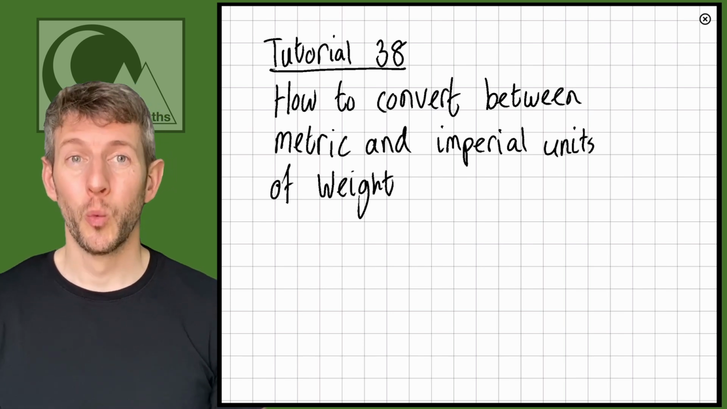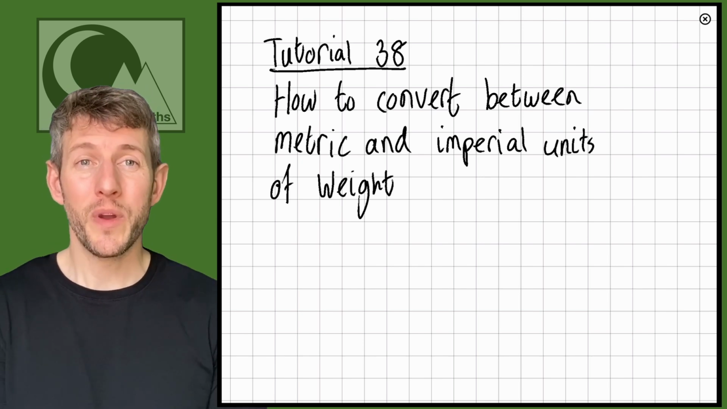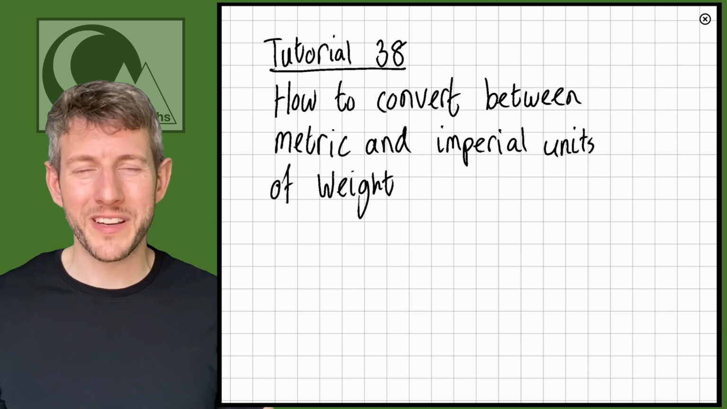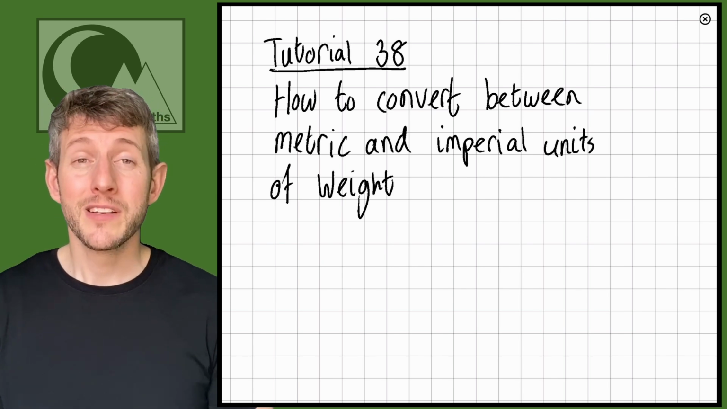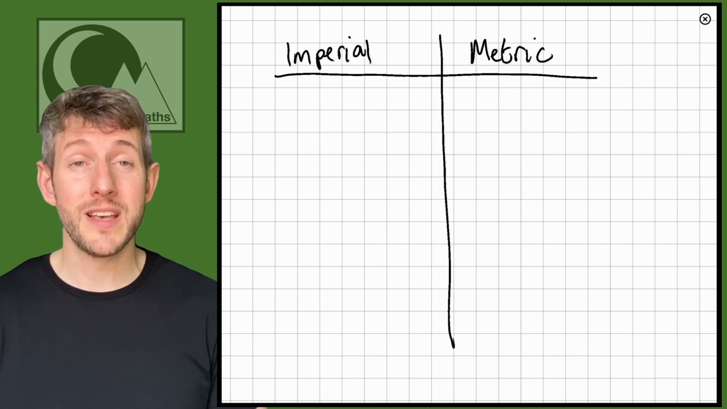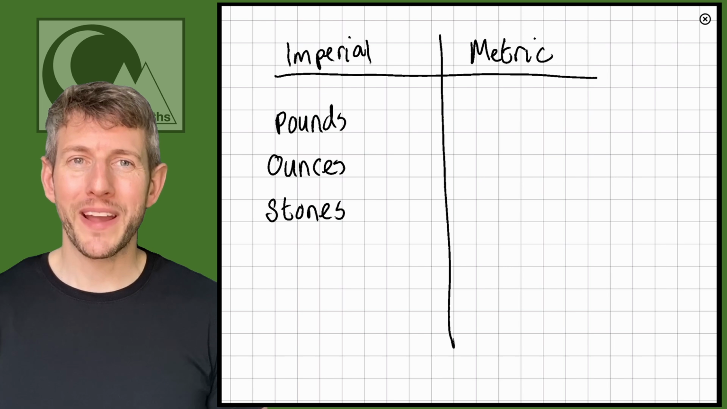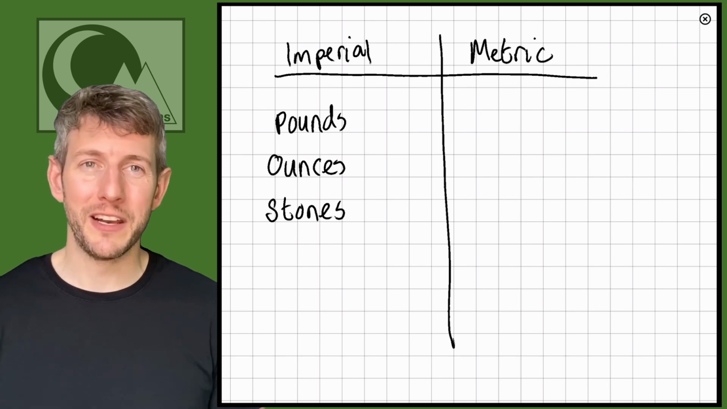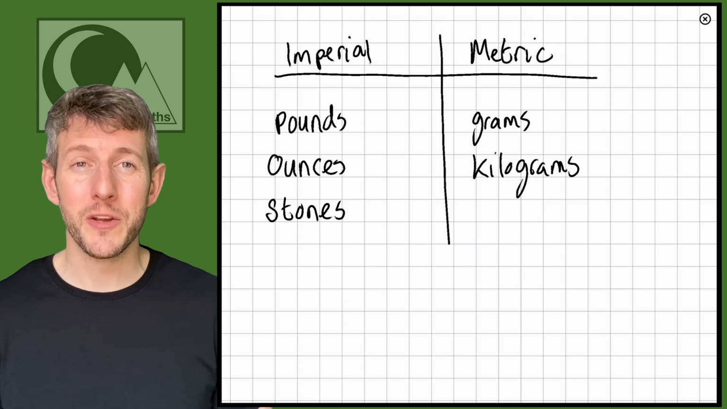Very much like the last two tutorials, we are going from an old system of weight, which still exists, to a new system of weight, which is the metric system. Imperial weights are things like pounds, ounces, stone, and metric weights are things like grams and kilograms. So we're largely looking at how to change between the two.